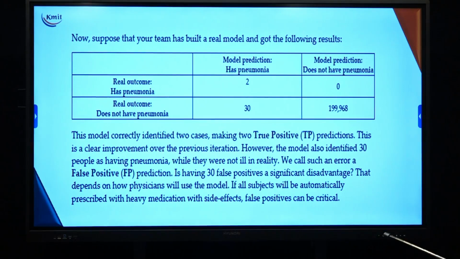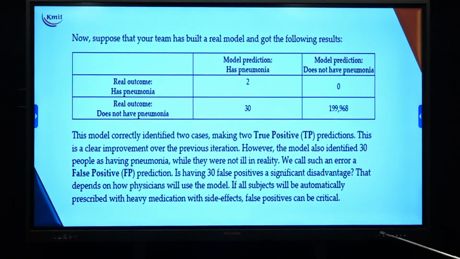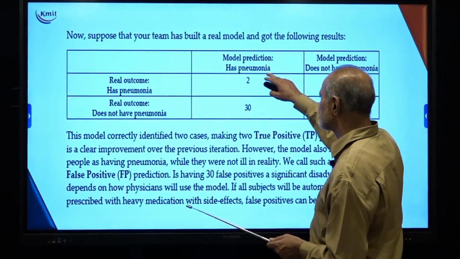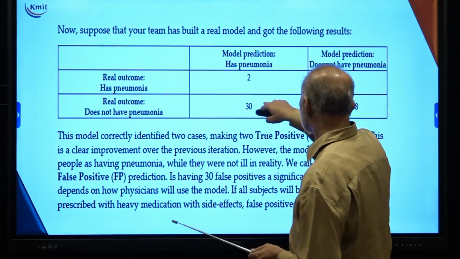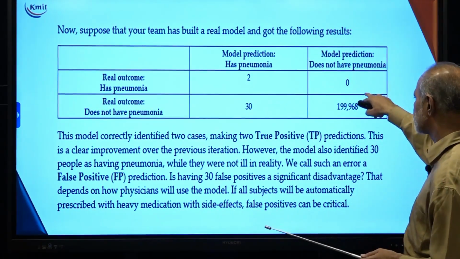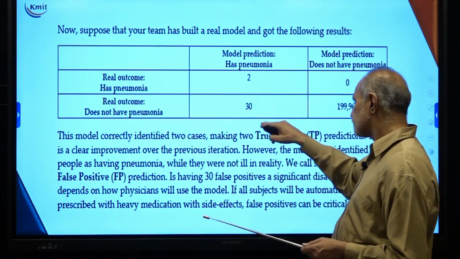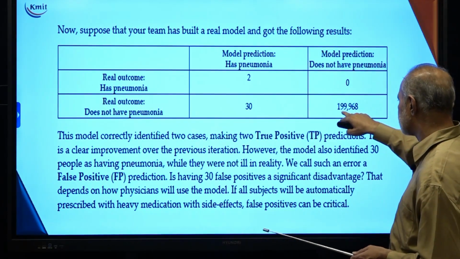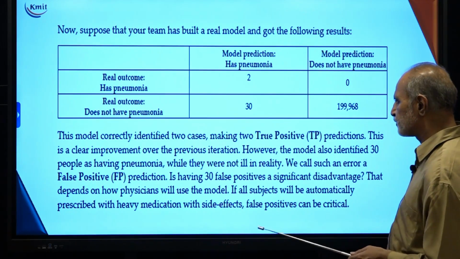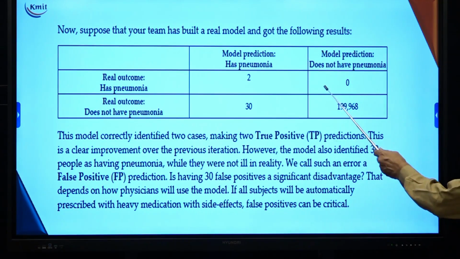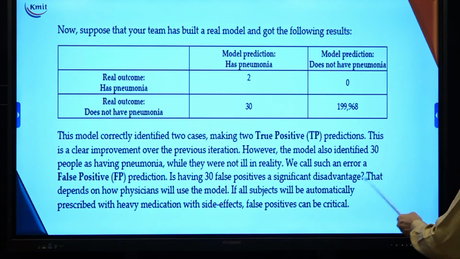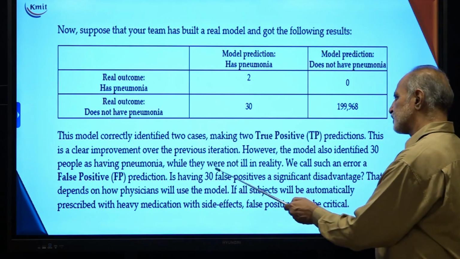So, suppose that you have a problem with real pneumonia cases. Model prediction has pneumonia equal to true, and model prediction does not have pneumonia equal to 0. Real outcome does not have pneumonia equal to 30, and the real model has 199.968. So, this model correctly identified 2 cases as true positive. This is a clear improvement.